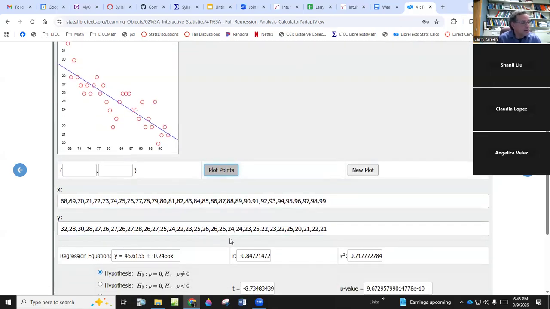Okay. We can look at R, negative 0.85 about, and we look at R squared, about 0.72. We can also look at the equation of the regression line, and that is Y is equal to about 45.6 minus 0.25x. Okay, so we have this equation of the line. We have R squared. We'll get into the hypothesis test in a little bit.